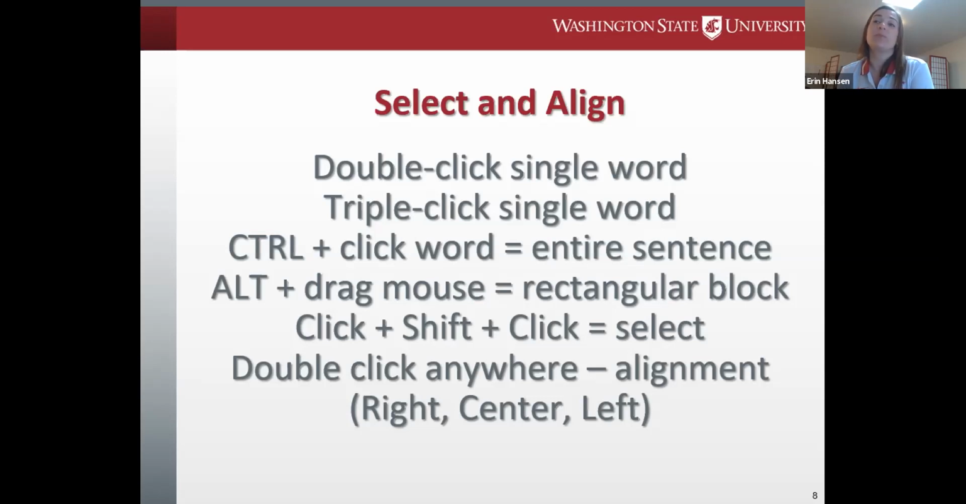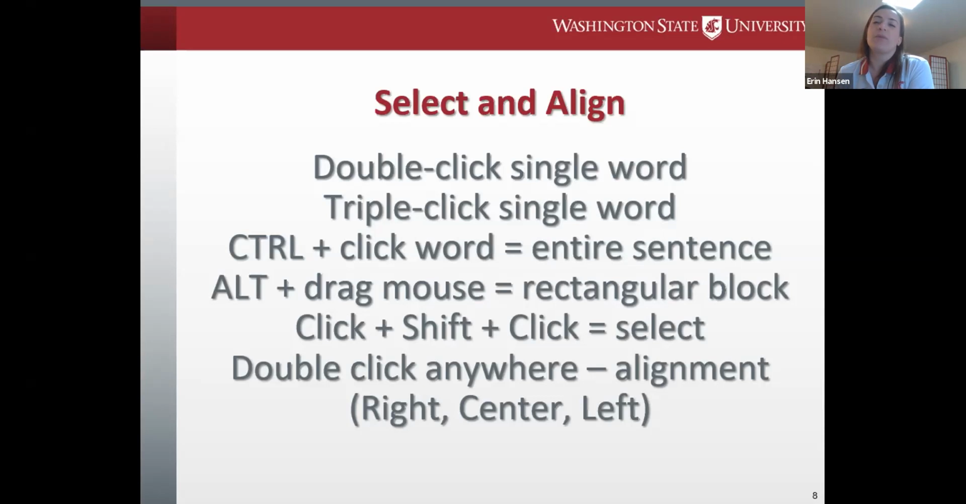This one's a bit more unique, but if you use the Alt and click and drag your mouse, you can select a rectangular block of text. If you want to go click, shift, click. So if you click on, say, the beginning of a paragraph, you press shift and you click again, it's going to select all that content between those two clicks. If you double click in any white space, you can modify your alignment easily. So whether it's right, left, or center, and there's even some sort of in between that you can get as well.